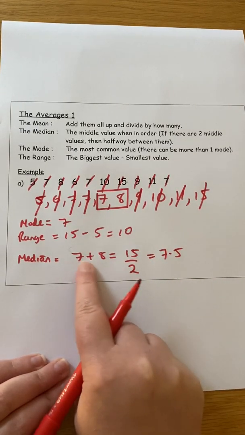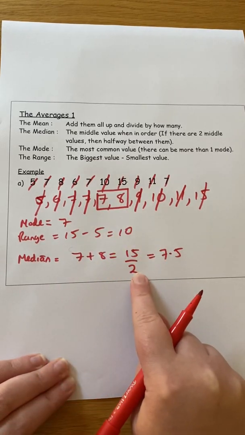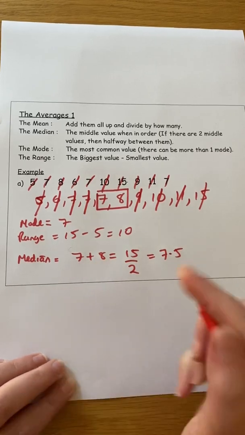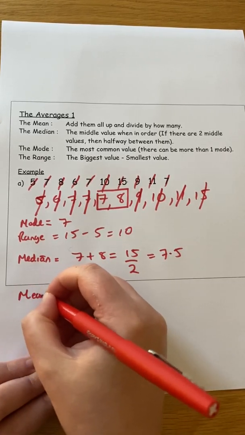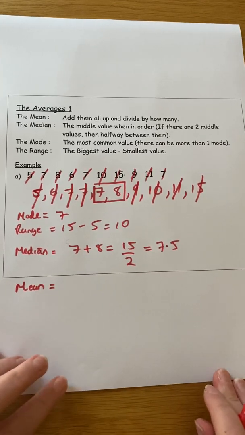And the way to do that, if you're not sure, is add your 2 numbers that land in the middle together and half them. And it's always dividing by 2 because you've got 2 numbers in the middle, okay? The last one then is the mean. It's always considered the hardest one, I think mostly because it requires the most work.